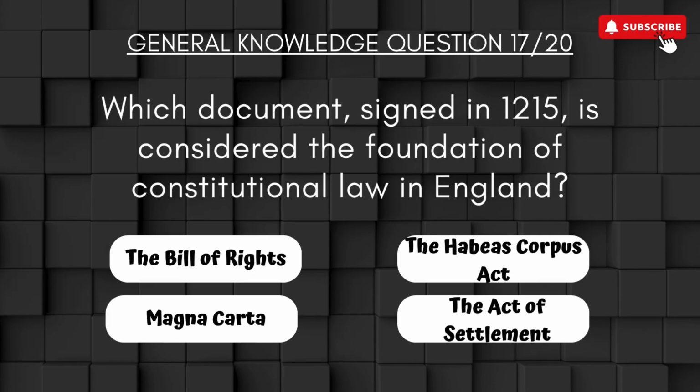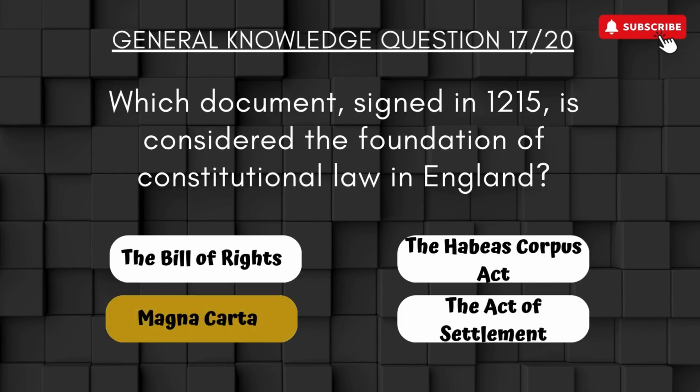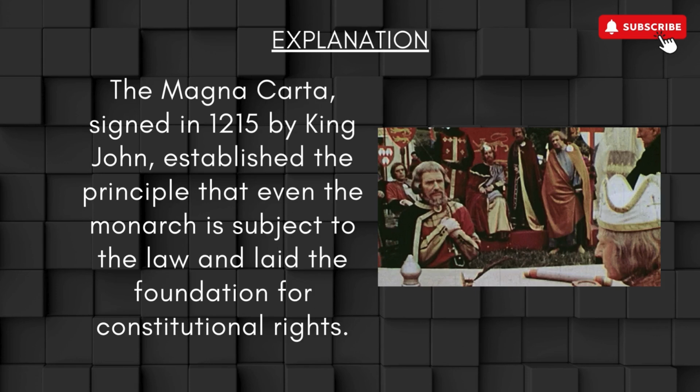Which document signed in 1215 is considered the foundation of constitutional law in England? The Magna Carta, signed in 1215 by King John, established the principle that even the monarch is subject to the law and laid the foundation for constitutional rights.